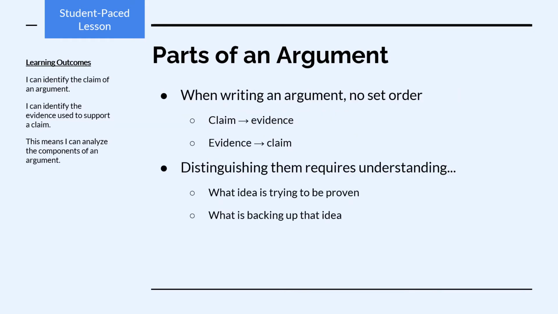When you're reading or writing an argument, there's no set order for your claim and evidence. Sometimes the claim will be first and the evidence next. Sometimes the evidence will be first and followed by the claim. Distinguishing them requires not looking at any particular order, but instead understanding what idea is trying to be proved and what is backing up that idea.